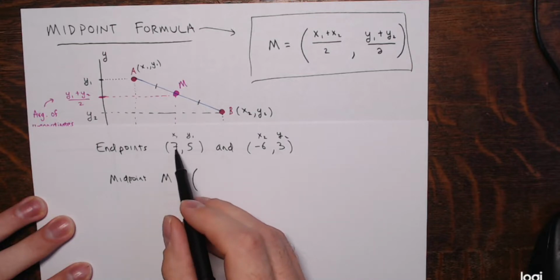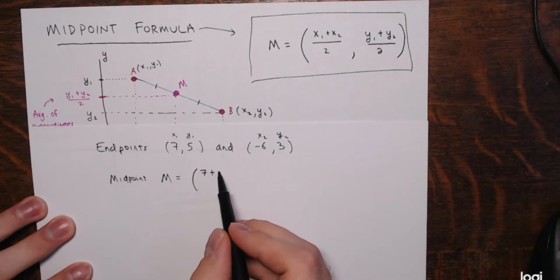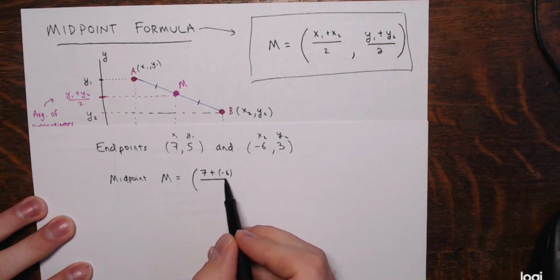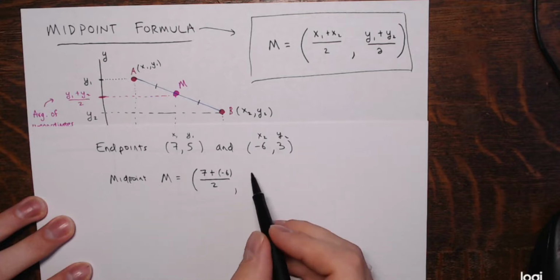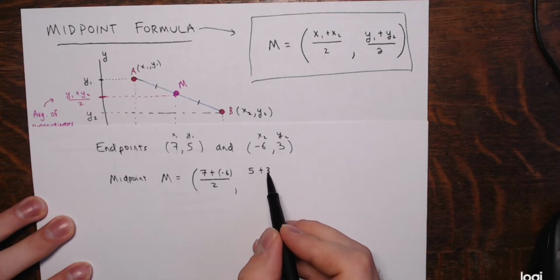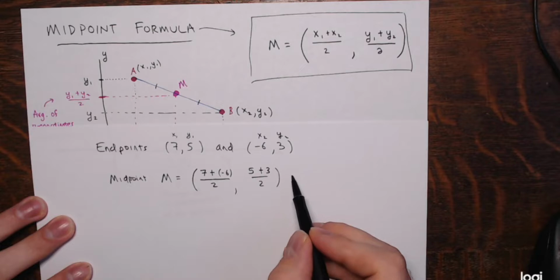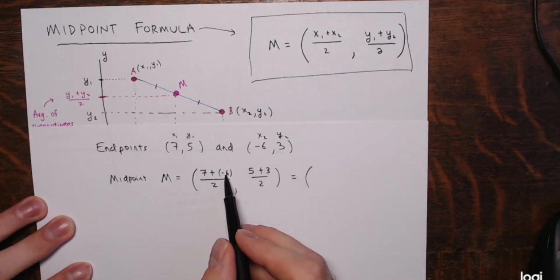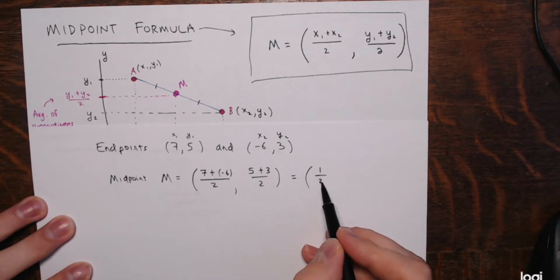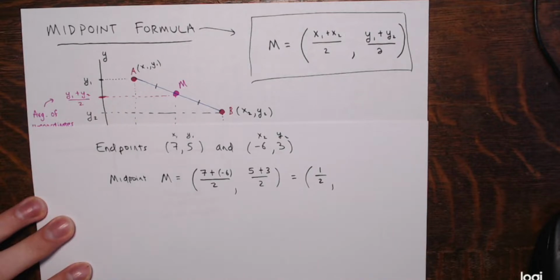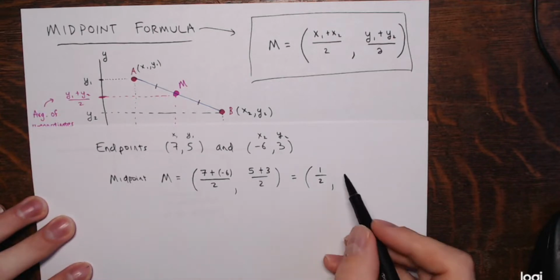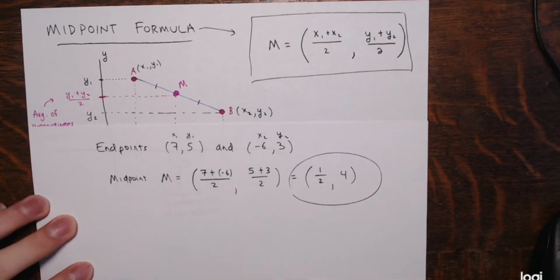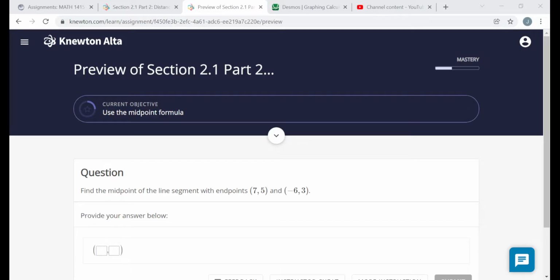The x-coordinate is the average of these x-coordinates: 7 plus negative 6, or 7 minus 6, same thing, divided by 2, comma. Then the y-coordinate of the midpoint is the average of the y-coordinates of the endpoints: 5 plus 3 divided by 2. And so we're getting 7 plus negative 6 is 1, that's 1 half, or 0.5, something equivalent. You can write that too. 1 half for the x-coordinate of the midpoint. Then 5 plus 3 is 8, divided by 2 is 4. And there you go, there are the coordinates of the midpoint: 1 half for x, 4 for y. And that's what I'm typing.